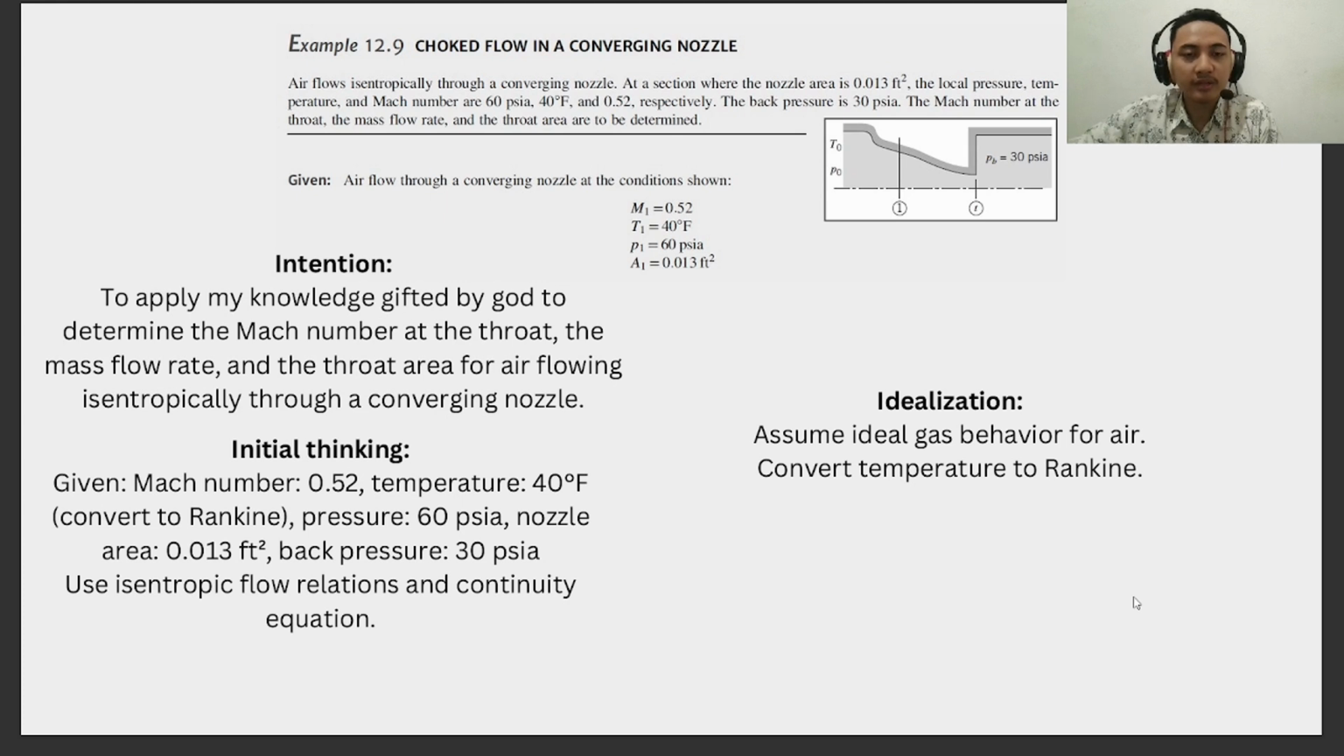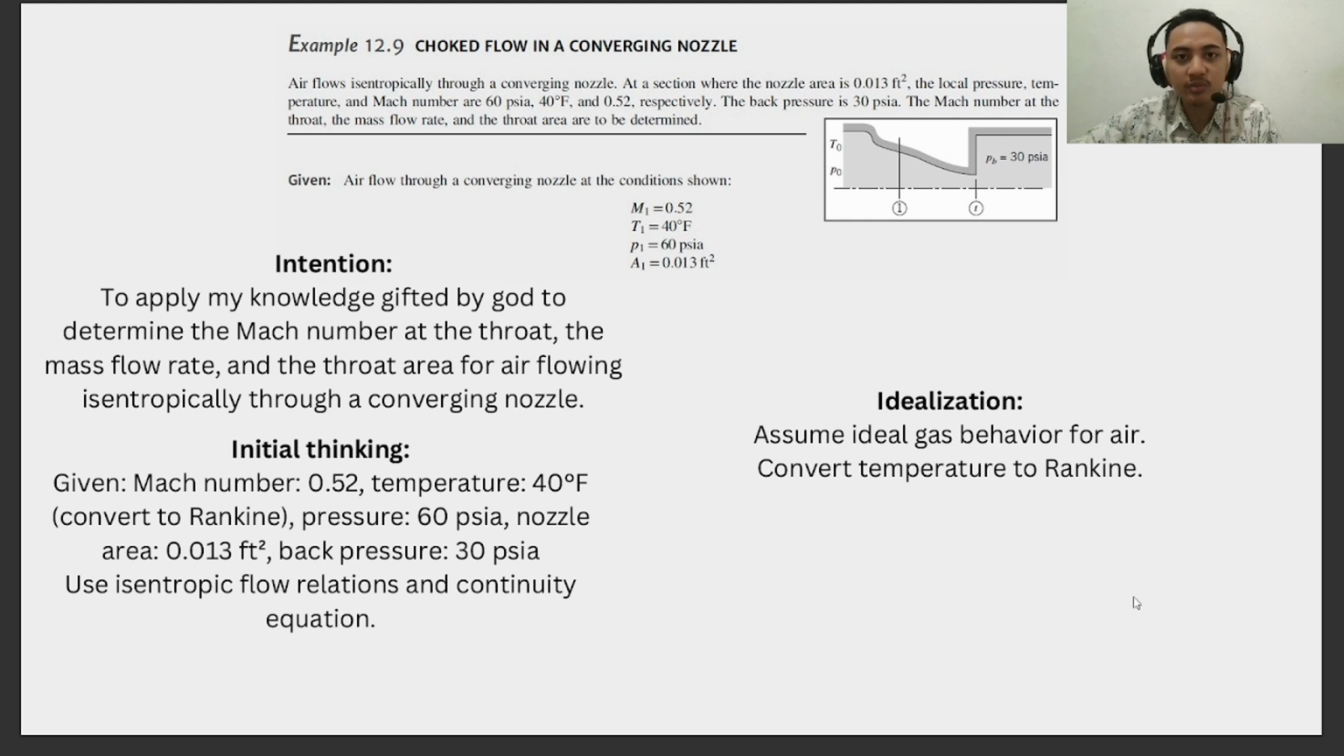And then the final question is the choke flow in a converging nozzle. And my intention is to apply my knowledge gifted by God to determine the Mach number at the throat, the mass flow rate, and the throat area for air flowing isentropically through a converging nozzle. With initial thinking given the Mach number equals 0.52, temperature 40 degrees Fahrenheit, we must convert to Rankine. Pressure 60 psi and nozzle area and also back pressure. And then we use isentropic flow relations and continuity equation.